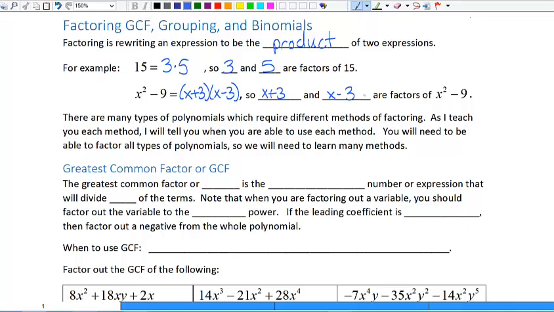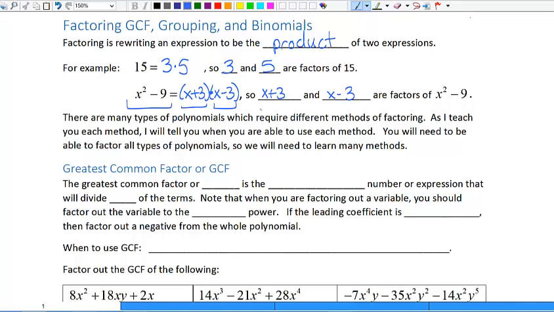I just wanted you to understand that if you take an expression and it can be rewritten as two other expressions being multiplied, those two expressions that are being multiplied are called factors of the original polynomial, and when it says to factor, you're trying to rewrite your expression as the product of two expressions. Now, there are many types of polynomials which require different methods of factoring. As I teach you each method, I'll tell you when you're able to use each method. You will need to be able to factor all types of polynomials, so we need to learn many methods.